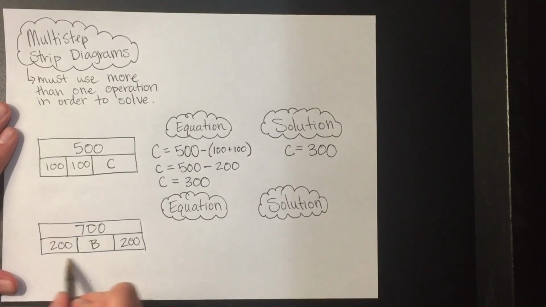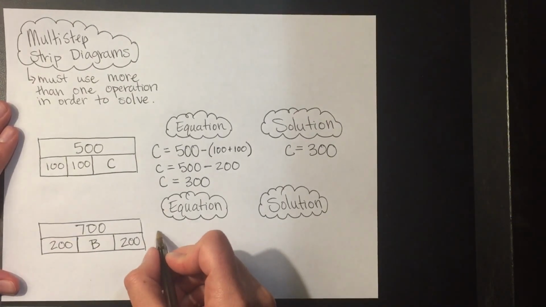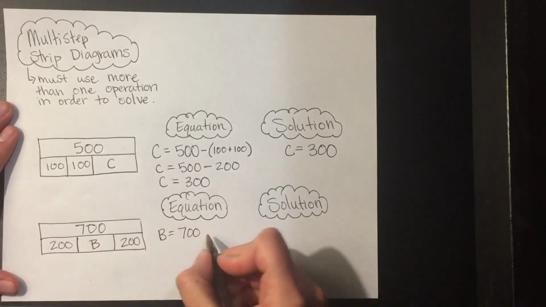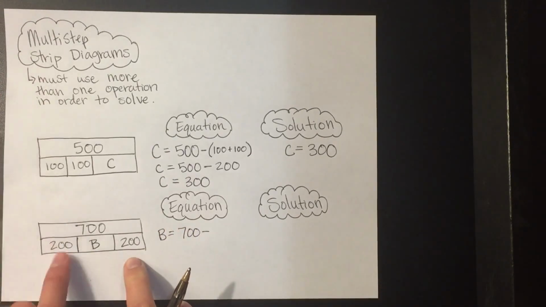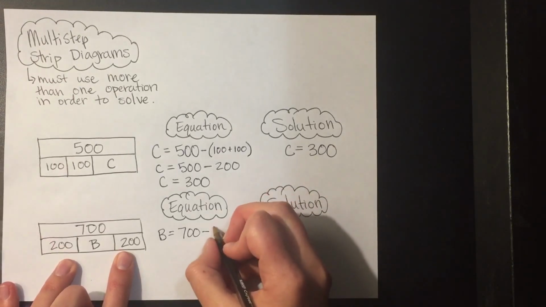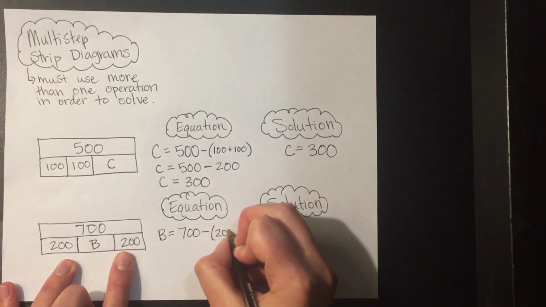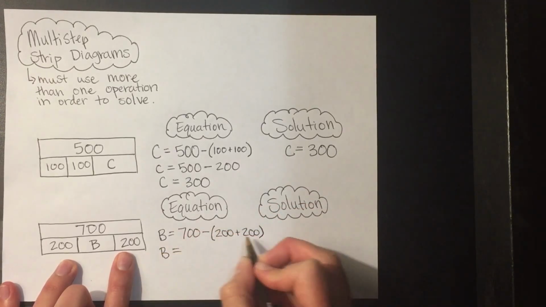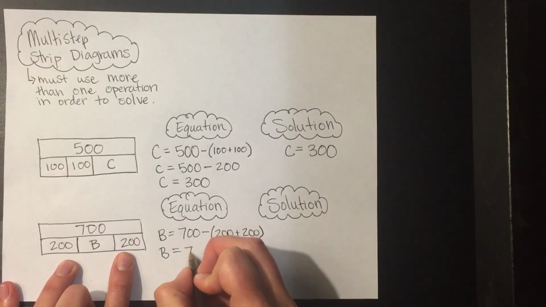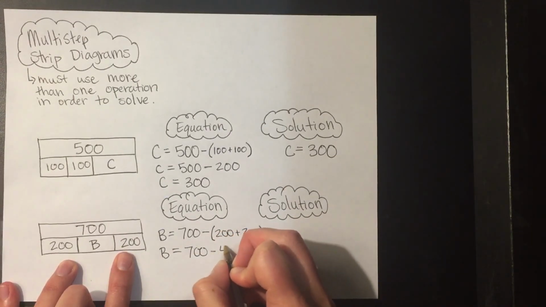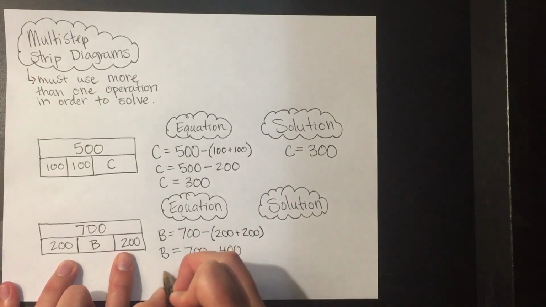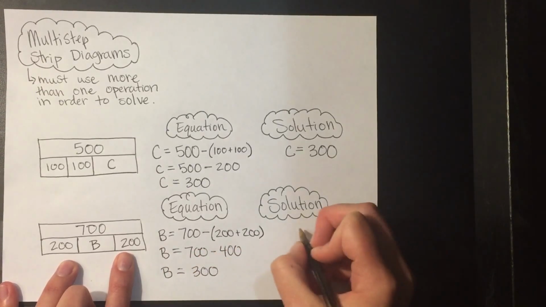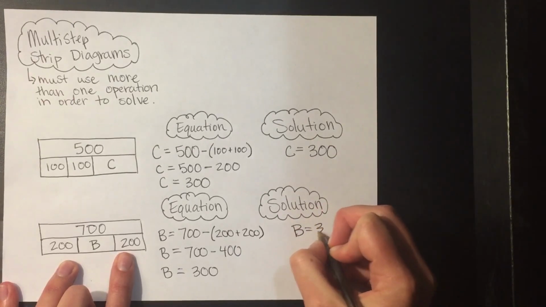One more quick example, and don't be confused if the variable's in the middle, that's okay. B equals, okay, we're given a total, 700. We're going to be subtracting from it, but before we can subtract from it, we need to add these two parts together. So 200 plus 200. B equals, solve what's in parentheses first. 700 minus 400, and b equals, in this case, 300 again. So your solution is b equals 300.